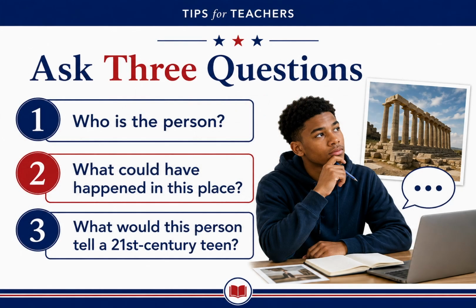At this point, teachers help students frame their thinking with three questions. Who is the person? What could have happened in this place? And what would this person tell a 21st century teen? These questions guide the transition from noticing to writing. They also help keep student choice focused. Students may imagine, but their ideas must still connect to the content being learned in class.